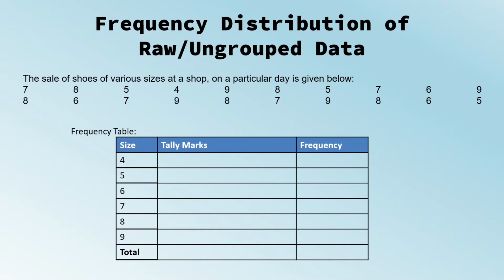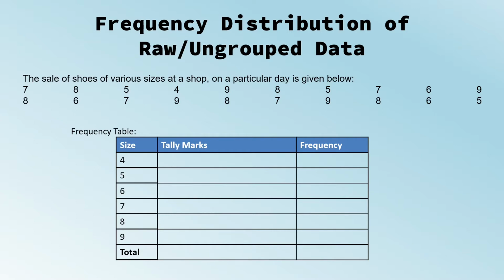We list them in the first column. The second column is tally marks, which is basically counting of each size. And the third column is frequency, which is the number of times a particular size or a particular number occurred in the data.